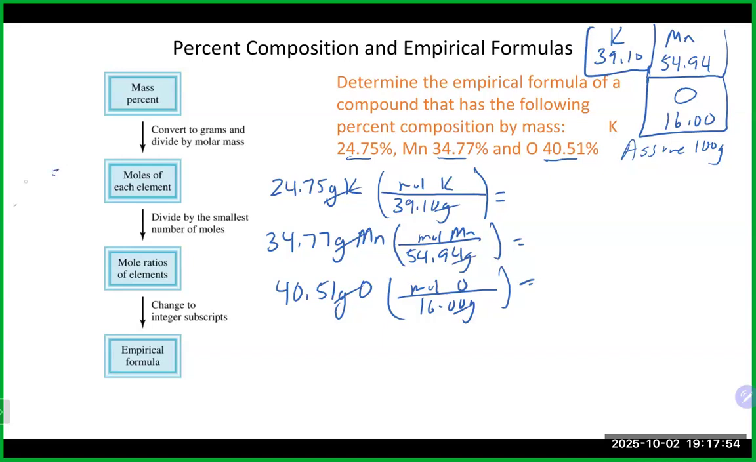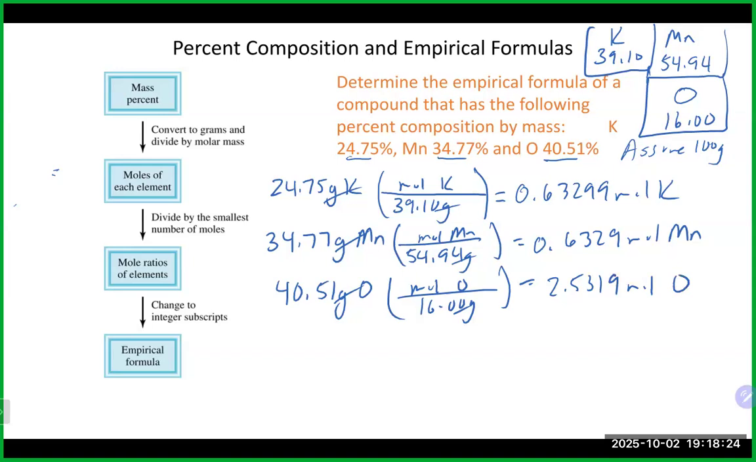So 24.75 divided by 39.10 gives 0.63299 moles of potassium. 34.77 divided by 54.94 gives 0.6329 moles of Mn. And lastly, 40.51 divided by 16 gives 2.5319 moles of oxygen. Once we've converted them all into moles, we want to divide again, always by the smallest. In this case they're fairly close, but it looks like Mn beats it out a little bit. So we're going to divide everybody by the moles of Mn.